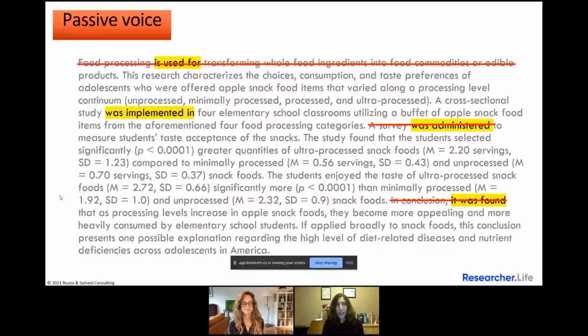And so what I did is I changed it. First of all, I didn't think we needed to say it was a cross-sectional study, because if you describe the study, it's obvious that it's cross-sectional. So I got rid of that detail. And I just said, we offered 97 students a buffet of Apple snack food items. And that way now we're in the active voice. I had to use we, because who did the offering or the implementing? That's we. That's the study authors.